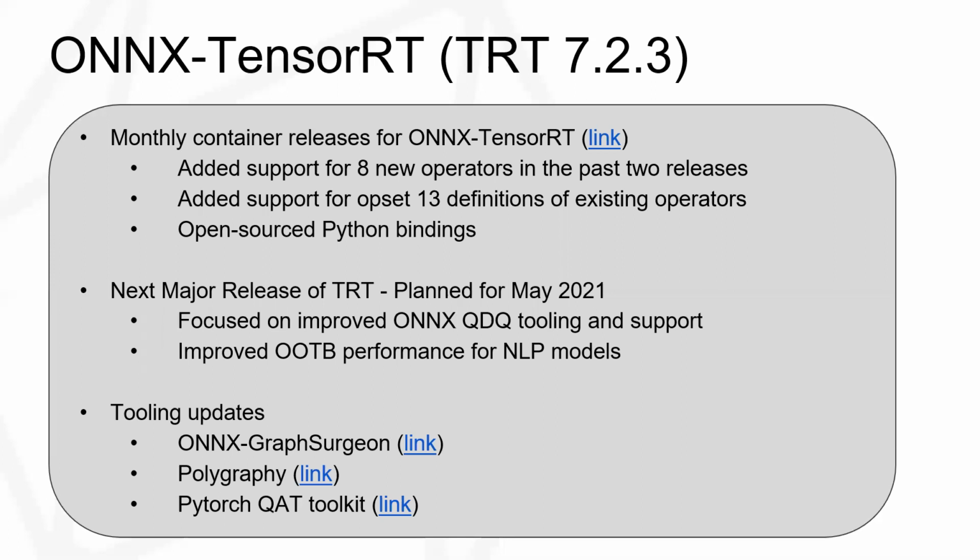Finally, for tooling updates, we actively maintain various ONNX-related tools, and we encourage you to check them out. First is ONNX Graph Surgeon, which is a Python library that provides a simple and intuitive interface for the creation and modification of ONNX graphs. Second, we have Polygraphy, which is an ONNX backend runner that can load ONNX models and compare accuracy as well as performance numbers between different ONNX backends. Finally, we have the PyTorch QAT toolkit, which allows users to train and evaluate PyTorch models with simulated quantization, export to ONNX, and then run inference with TensorRT.